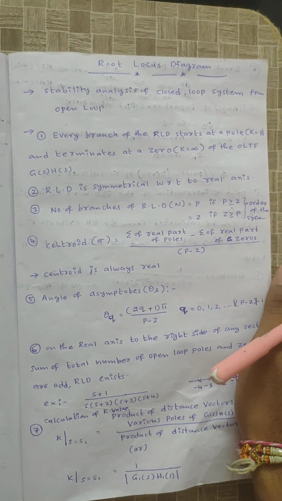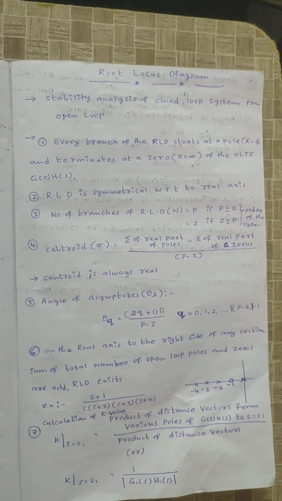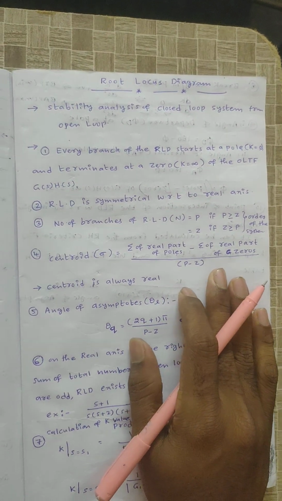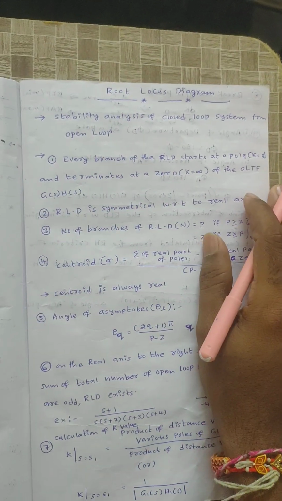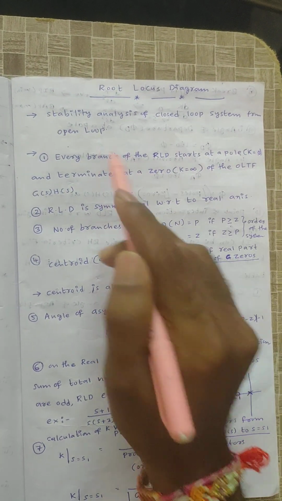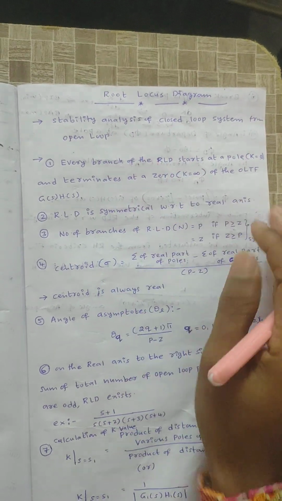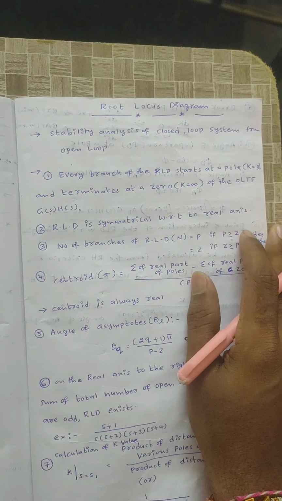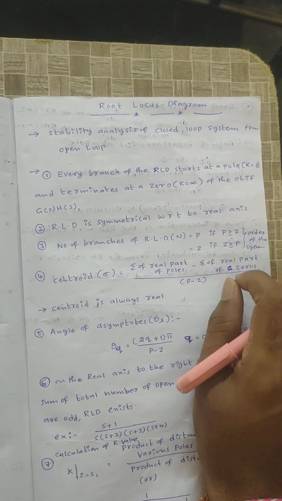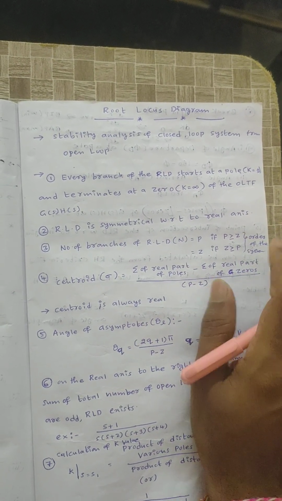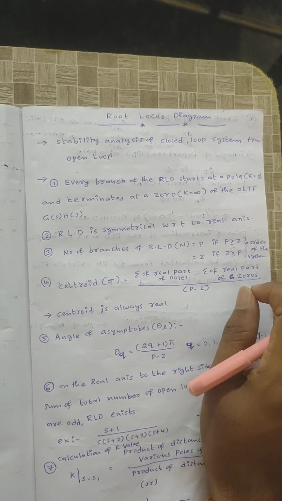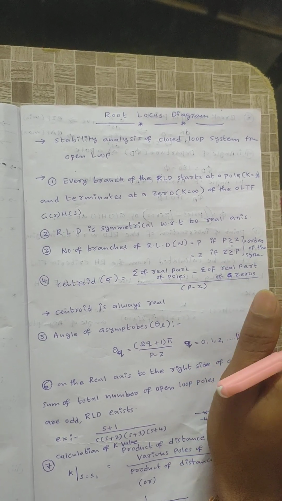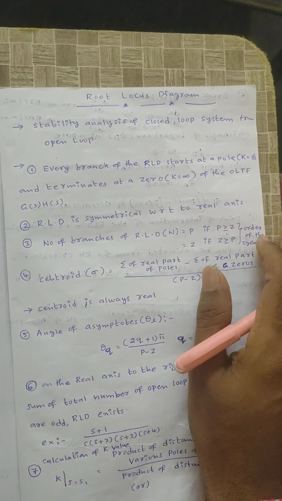Good morning all. Now I am going to explain about the root locus diagram. The purpose of this root locus diagram is to analyze the stability of a closed loop control system from the open loop system. That means in this problem, G(s)H(s) is given, that is an open loop system. By knowing that open loop system, we can determine the stability of the closed loop control system.